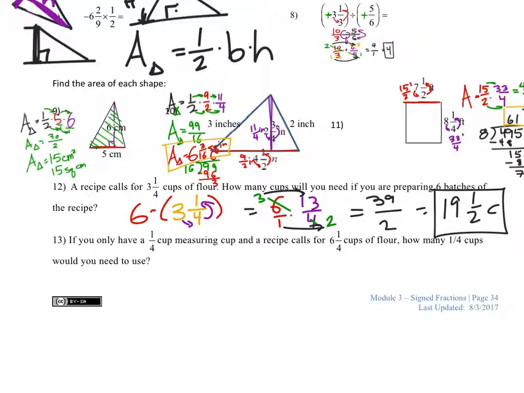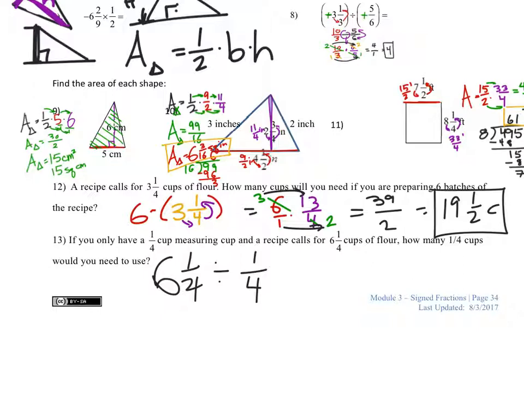And what about 13? If you only have a 1/4 cup measuring cup, and a recipe calls for 6 1/4 cups of flour, how many 1/4 cups would you need to use? So we're going to take our 6 1/4, and we'll divide it by, that's a fourth, sorry. We'll divide it by the 1/4 of a cup. That will tell us how many 1/4 cups we need.